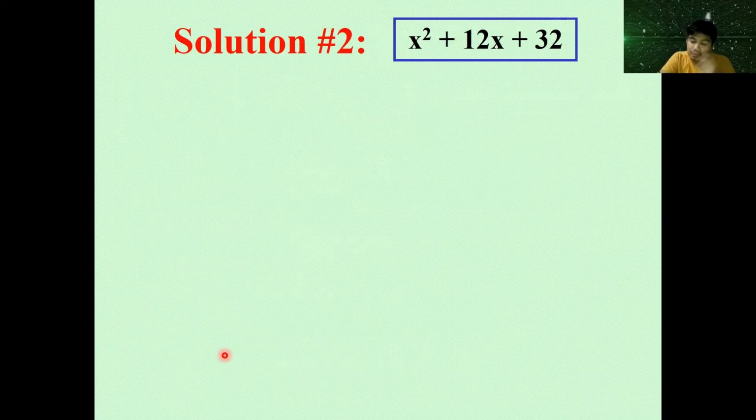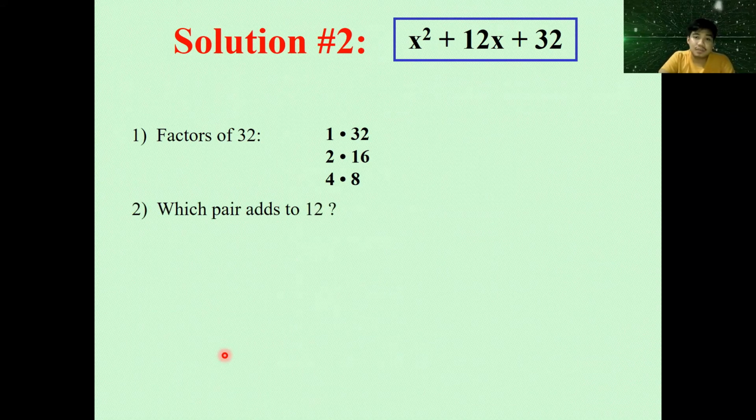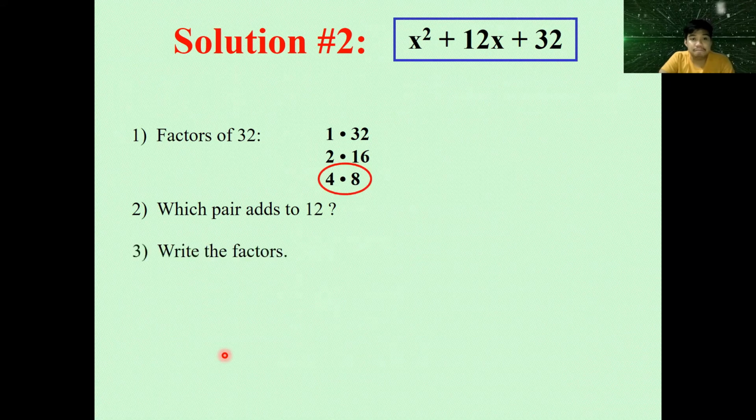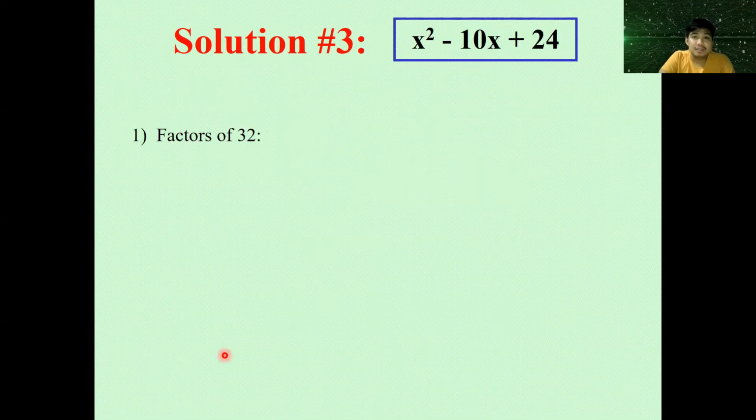Okay, number 2. We have x squared plus 12x plus 32. So ang unang step, hanapin natin yung mga factors ng 32. So we have 1, 32, 2, 16, and 4, 8. And then, hanapin natin yung numbers or yung pair na kapag pinag-add natin, ang sagot ay 12. So we have 4 and 8. And then we're going to write the factors na. So we have x squared plus 12x plus 32 is equal to x plus 4 times x plus 8. So that's our answer.